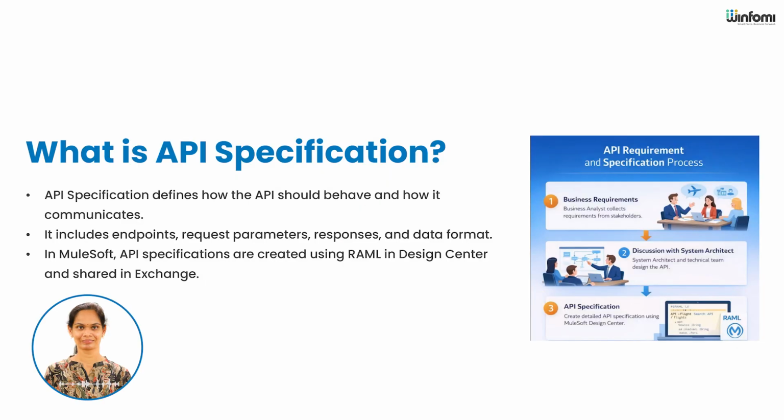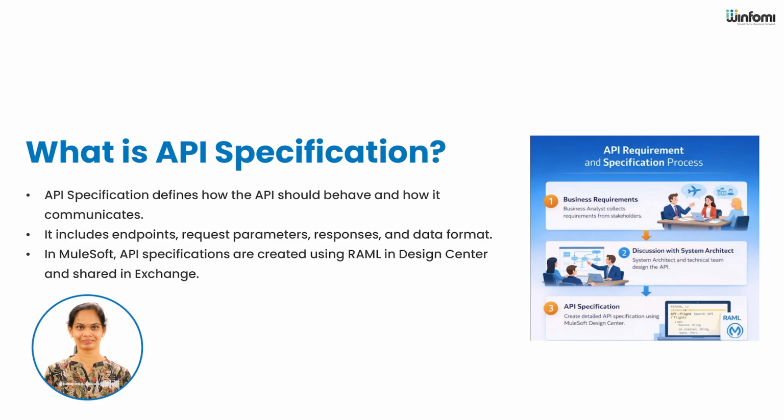Next, what is an API specification? When a company wants to build an API, the work does not start with coding immediately. First, the team discusses the business requirements. For example, in a banking application, users may want to view their account details through a mobile app, and a business analyst talks with stakeholders and collects these requirements. They write down what the API should do, such as what information the user will send to the API and what data the API should return. Next, the system architect looks at these requirements and designs how the API should work. They decide things like API endpoints, request parameters, and what the response should look like.